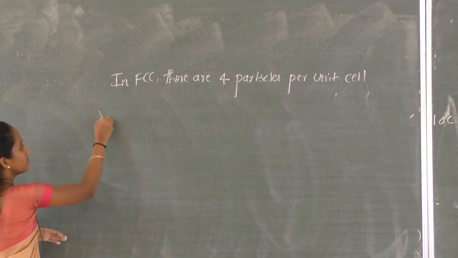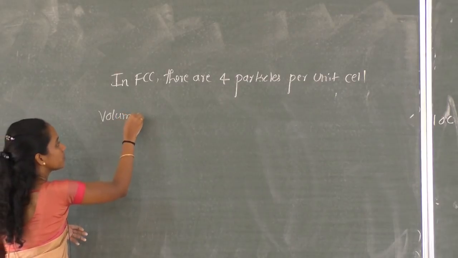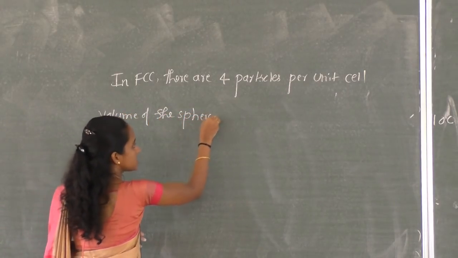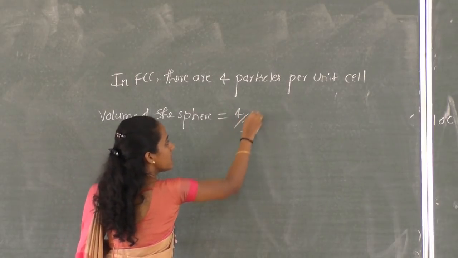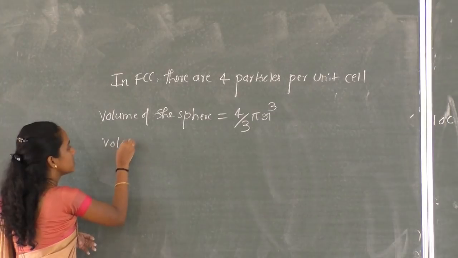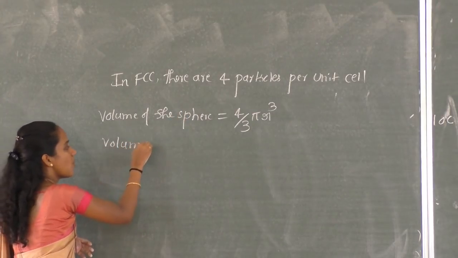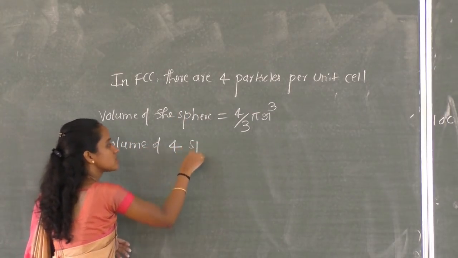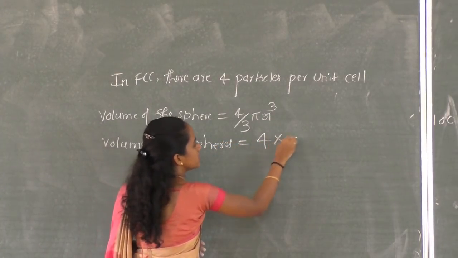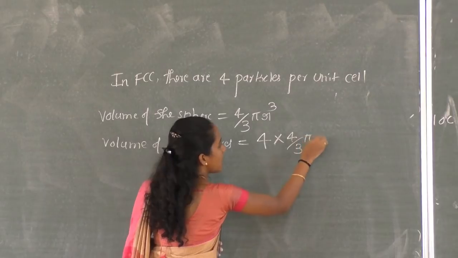So now we need to calculate volume of the sphere. Volume of the sphere is equal to 4 by 3 pi r cube, right? We need volume of 4 spheres. So volume of 4 spheres or 4 particles is equal to 4 times 4 by 3 pi r cube.